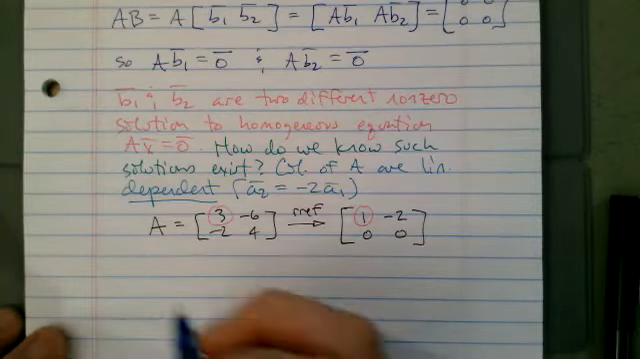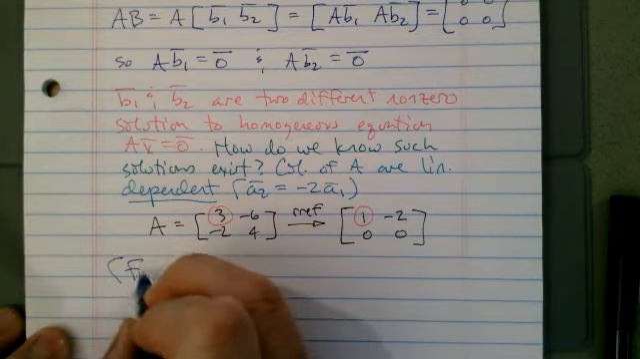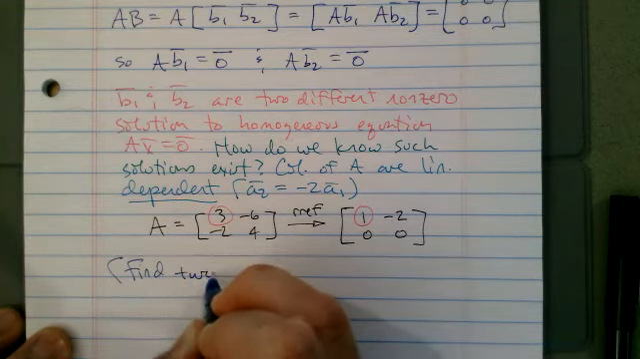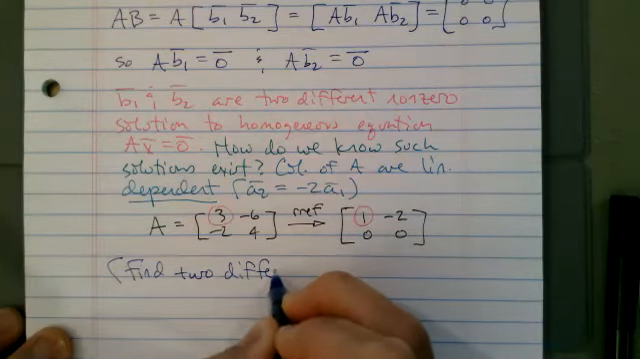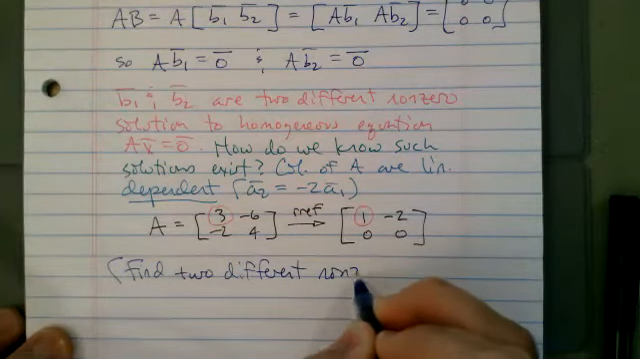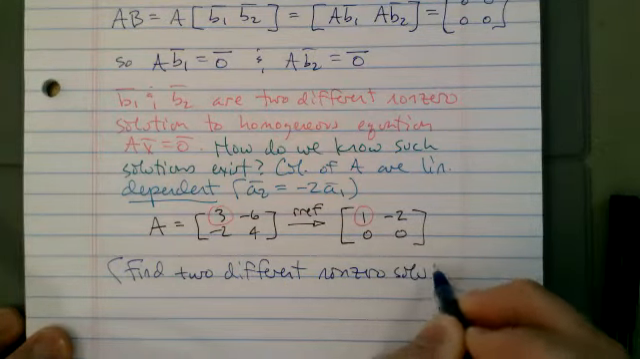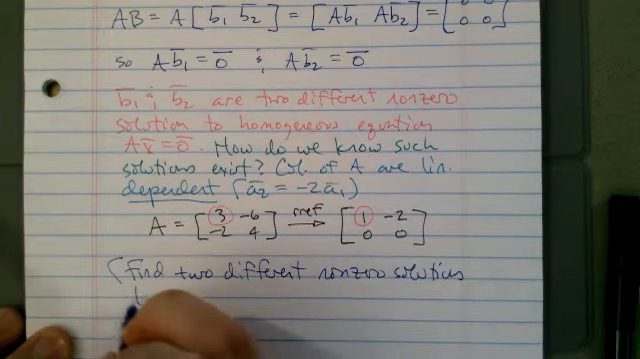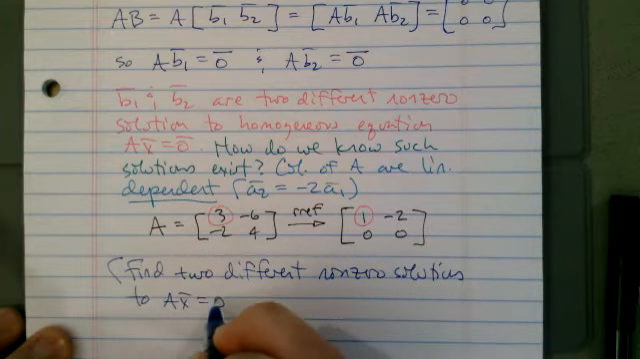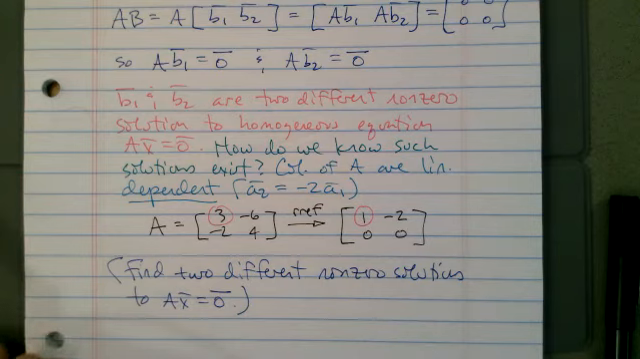So as far as finding B, just find 2 different non-zero solutions to AX equals 0. Now, when I say 2 different non-zero solutions, that just means they can't be equal. They can be multiples of each other.